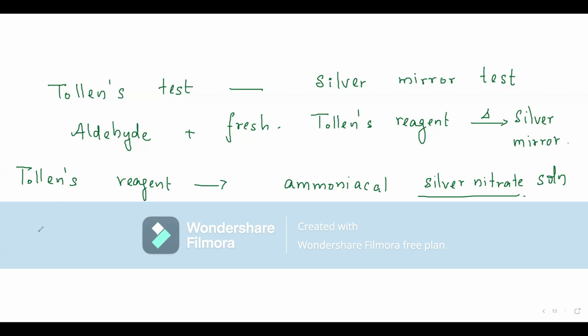Now, when you treat an aldehyde, RCHO (the equation is not compulsory to study), with Tollens reagent, Ag(NH3)2 OH, and heat it slightly in a water bath, your product is RCOONH4, the ammonium salt of carboxylic acid. The aldehyde is becoming a carboxylic acid.